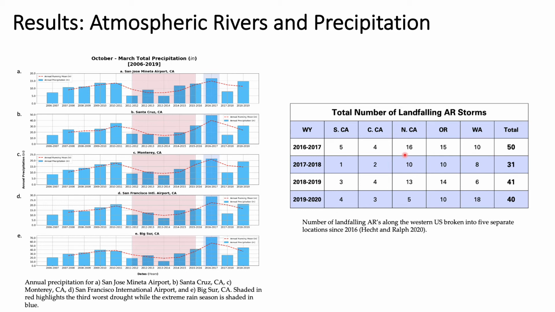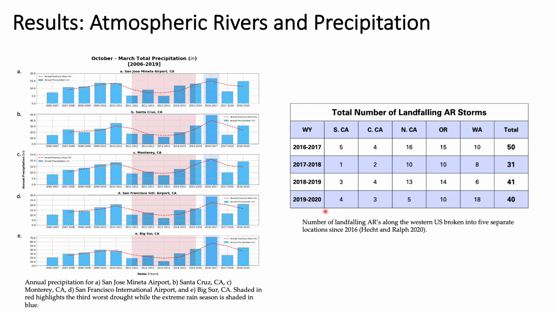And then in 17, 18, we saw a dramatic drop-off as another ridge came in. But still location-wise, they stayed around about the same, predominantly up north. In 18, 19, the atmospheric rivers increased, and Northern California and Oregon also saw the most.